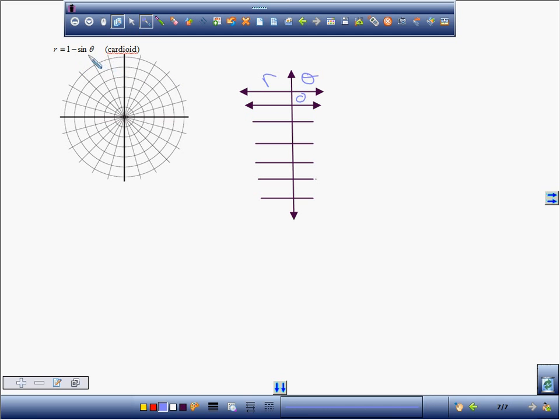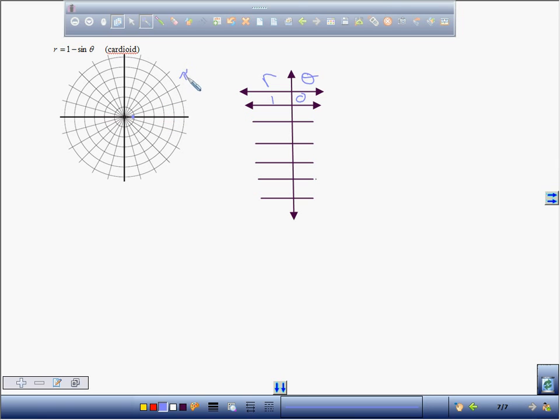So what is sine of 0? Sine of 0 is 0. So I get 1 minus 0. What's 1 minus 0? 1. So the way you plot these, you're going to be plotting this point. I'm going to go out 1 and around 0. So that point would be right about there. Understand? Then I'm going to plug in another number, probably pi over 6.